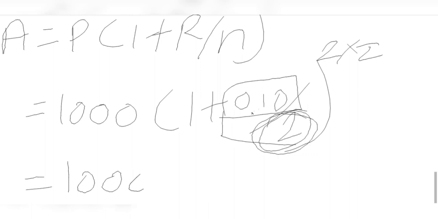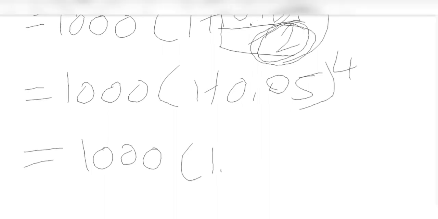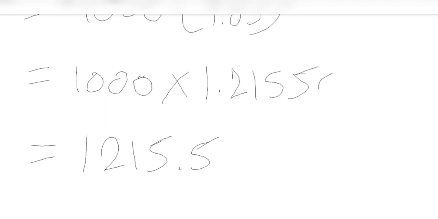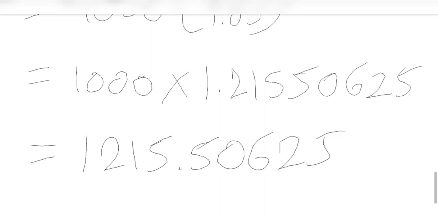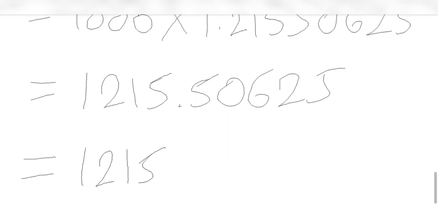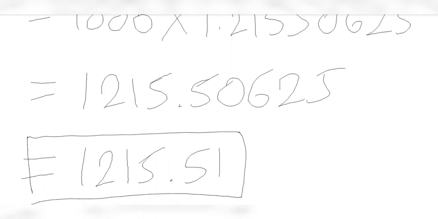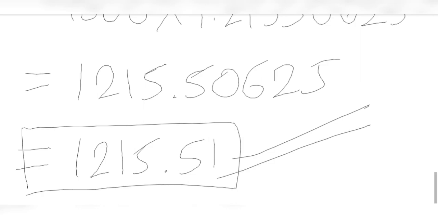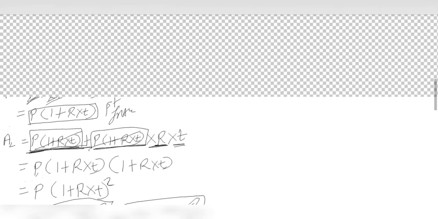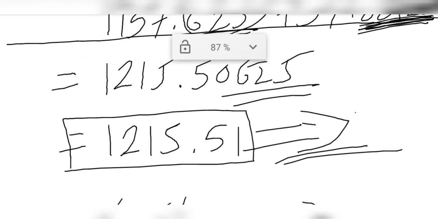So 1000 into 1 plus 0.05 raised to 4 is equal to 1000 into 1.05 raised to 4, which is equal to 1000 into 1.21550625. We take the whole, not rounded off, as we did in the above example. Now we round off, and this is equal to 1215.51. We received this after 2 years. It is the same as we received before.